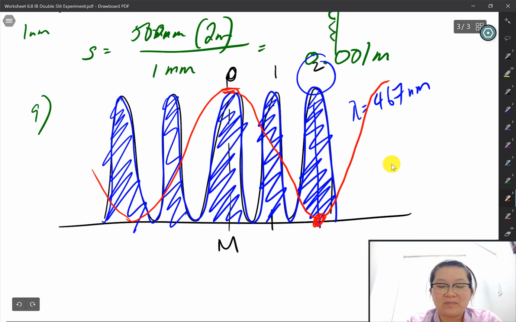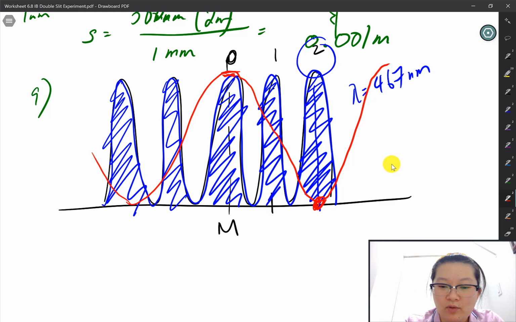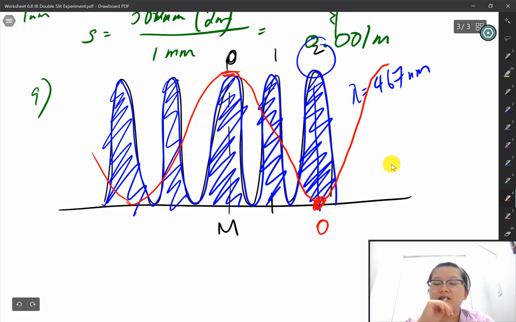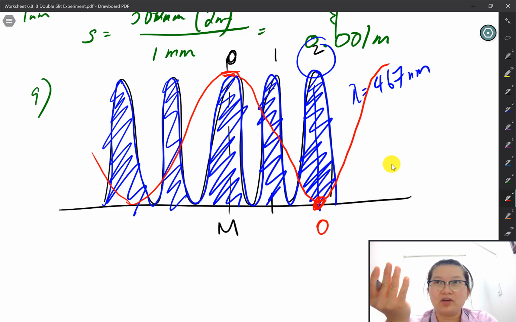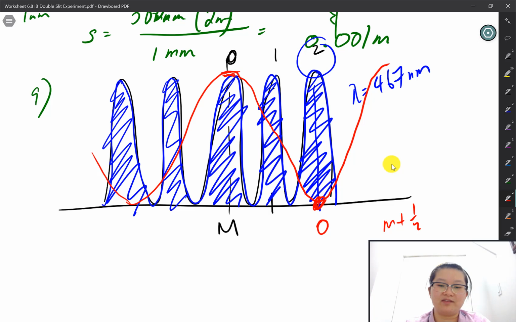So for dark fringes, again, this would also have an order of 0 because it would be exactly half of a wavelength, which then when we use m plus 1/2, m would just be 0, meaning you'll just get half a wavelength difference. So that would give us an order of 0 if that's the case.